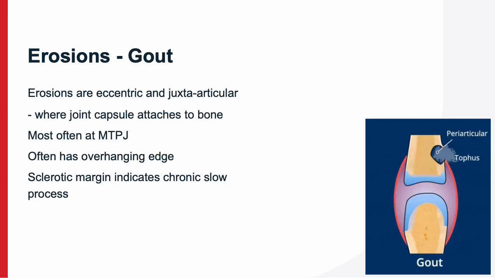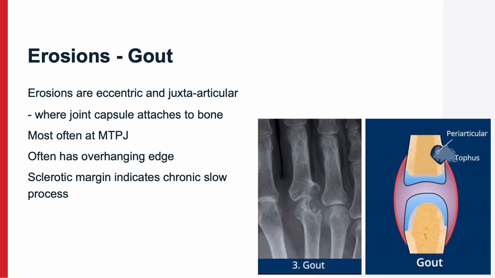The next one is gout. So the erosions with this one are classically juxta-articular or next to the joint. So you can see here the joint capsule coming in, and this is really just on the margin, and actually part of it can be extra-articular or near the joint, periarticular. Often occurs at the MTPJ. The erosions have overhanging margins, and may have a sclerotic margin at the edge, indicating slow growth. So here is a nice depiction of gout with these really sharp, punched out erosions, sclerotic margins, overhanging edges.